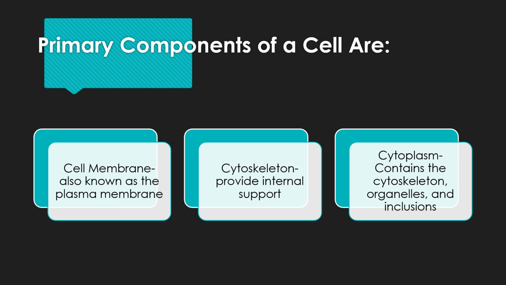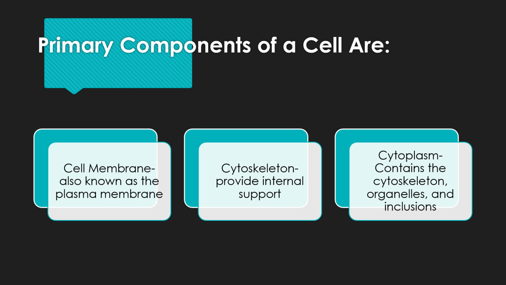The primary components of a cell are the cell membrane, the cytoskeleton, and the cytoplasm. The cell membrane, also known as the plasma membrane, is made of lipids and proteins. Its purpose is to define boundaries and protect cells, control interactions with other cells, and control the process of materials that enter in and out of the cell.